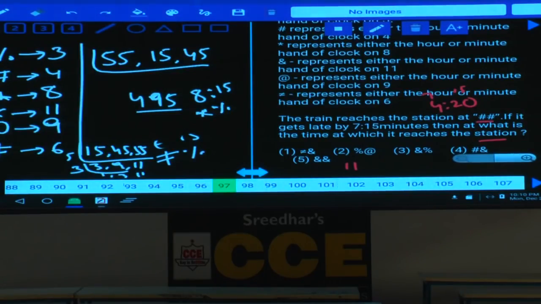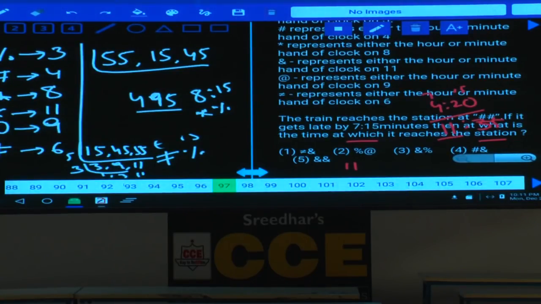The train reaches the station at hash and hash, 4:20. If it gets late by 7:15, then at what time does it reach the station? Now 4:20, it reaches at 4:20. Now if it was late by 7 hours 15 minutes, tell me here, 7 hours 15 minutes. Now 7 plus 4 is how much? 11 and 20 plus 15 is how much? 35, and 11 and 35.